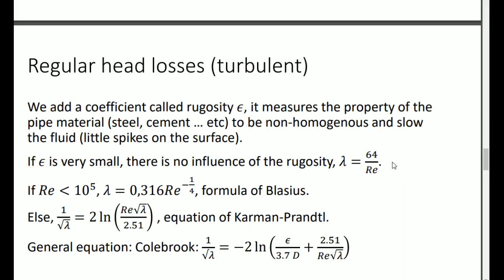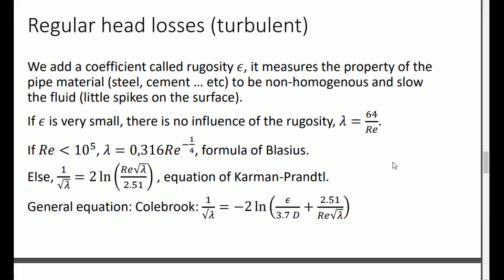If epsilon is very small, there is no influence of the rugosity, so we get the result from laminar flow. If Re is small, we can use the formula of Blasius. Otherwise, we need to use the formula of Karman-Prandtl, which is not an explicit formula because you have the unknown, lambda, twice, which is annoying, but you need a computer to solve it.